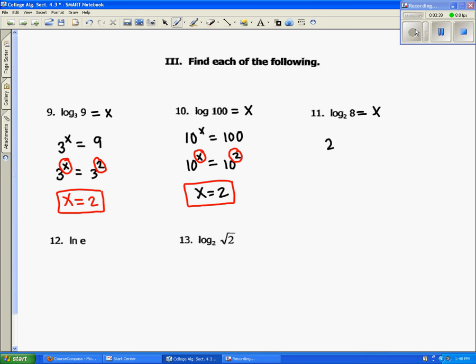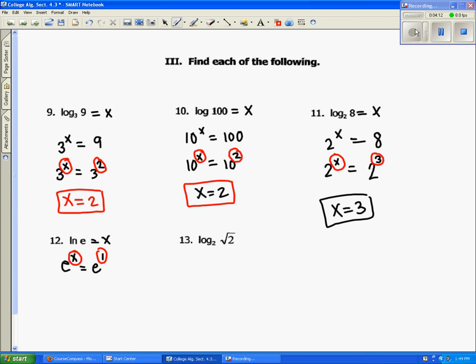On the next one, we're going to set it equal to x, and then you have 2 to the x equals 8, and if we try to rewrite 8 to have a base of 2, that's 2 to the 3rd power. So once our bases are equal, then we say x equals 3. So it's solved. Number 12, when we set that equal to x, a natural log has a known base e, so that's e to the x is equal to e, and there's a known 1 there, so then we get x equals 1.